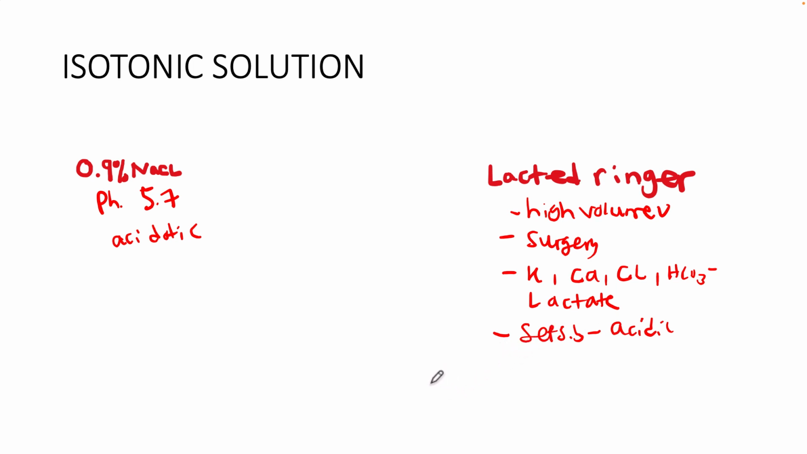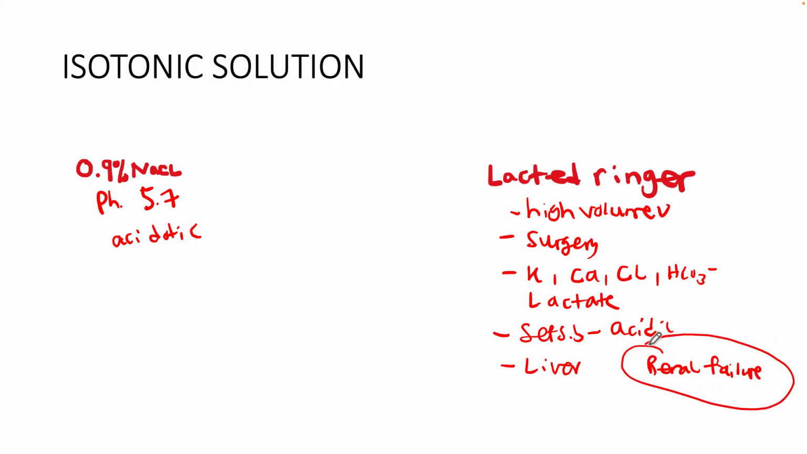Now, the things we have to look out for when giving this type of solution to patients are liver disease, liver failure, or renal failure. We have to watch out for renal failure because since their kidneys are not working properly, we can actually increase their potassium level. Liver failure is a concern because the liver is responsible for metabolizing lactate, and this obviously contains lactate. So we have to watch out for these two diseases when we're giving Lactaid.